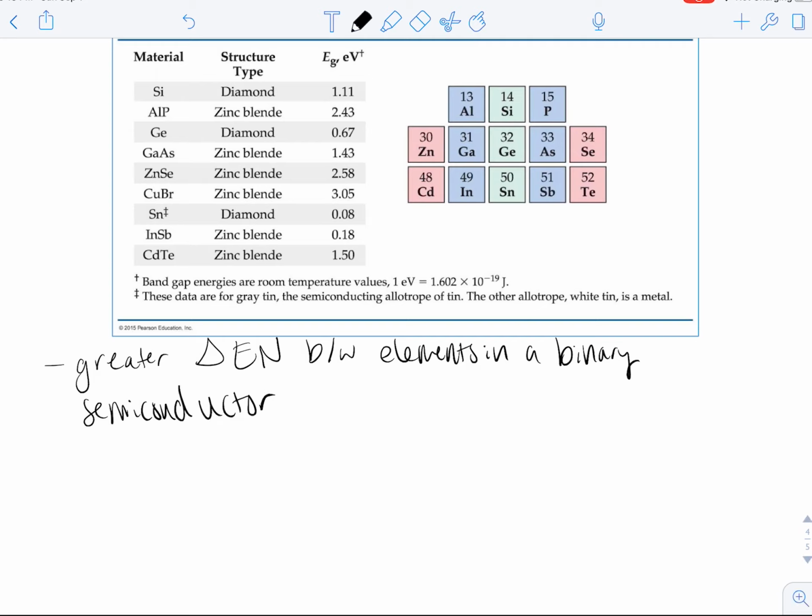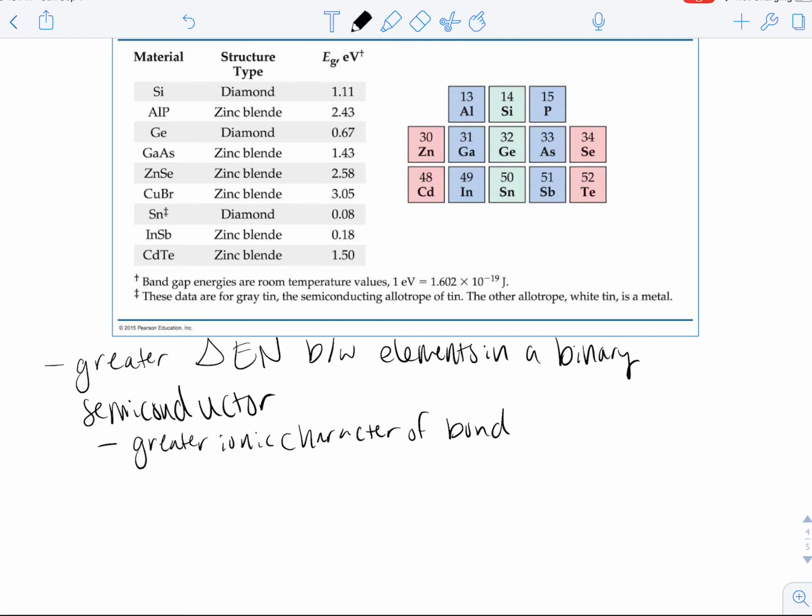If our electronegativity difference is great enough, we form an ionic compound, and hopefully you remember that ionic compounds are insulators, not semiconductors. So when we get a greater electronegativity difference, we're going to increase the ionic character of the bond, which will make it closer and closer to that ionic type of band gap.